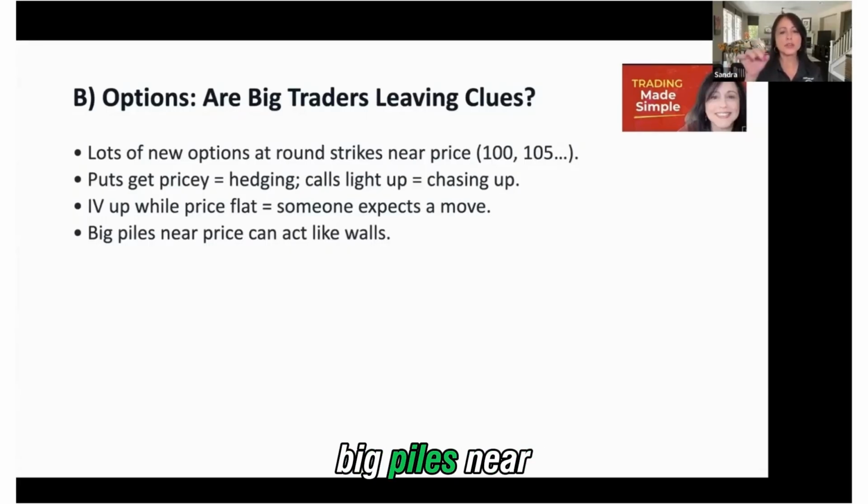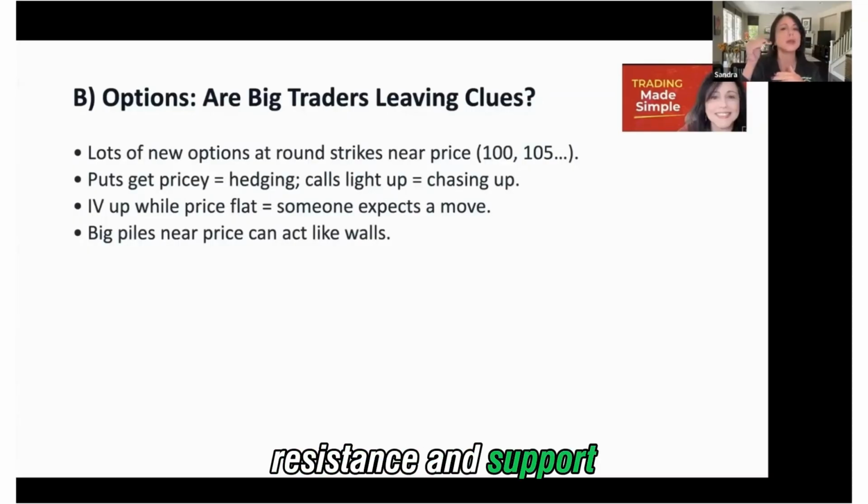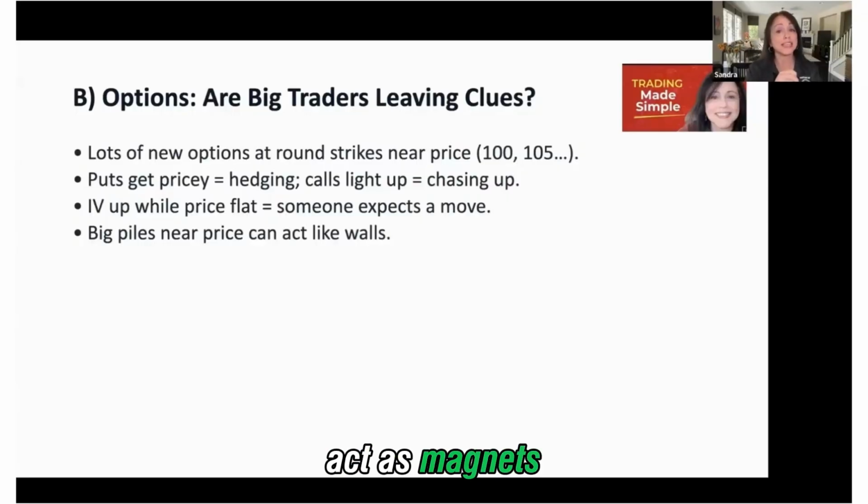Big piles near price can act not only as walls, resistance, and support, but also as magnets. So when you're looking at the trade tab and at one of your columns, open interest, those large numbers, one that's got, I don't know, 50,000 contracts where everything else is 5 or 10,000 contracts, that is an identifier. And that could either be a magnet or support and resistance. So if you look at the chart and see where price is right now, and then look at where either that wall or that magnet is, that could really help you identify what could be happening.